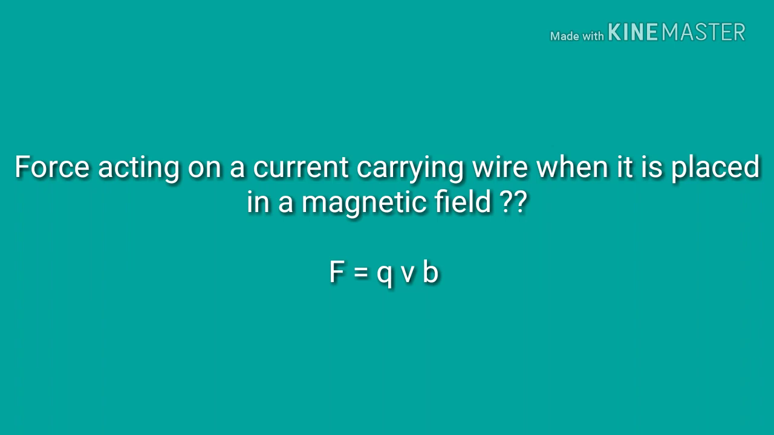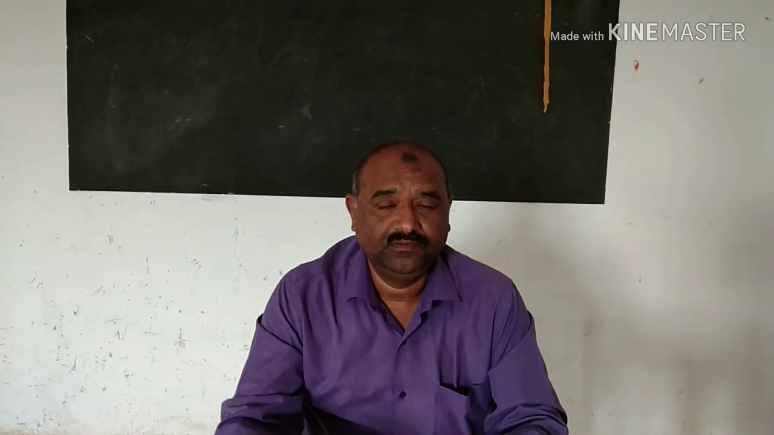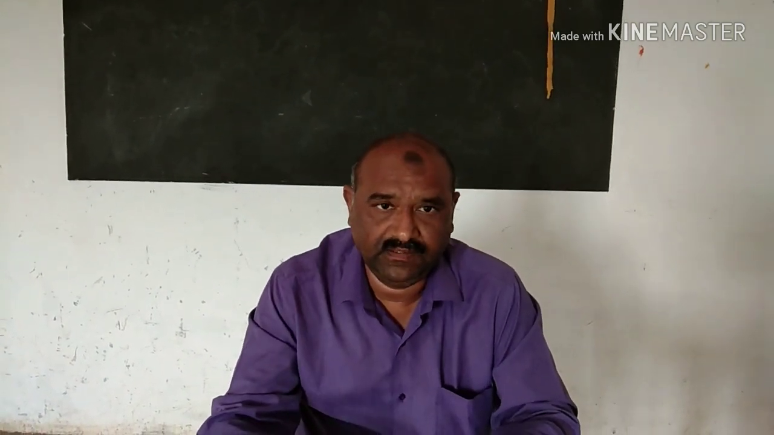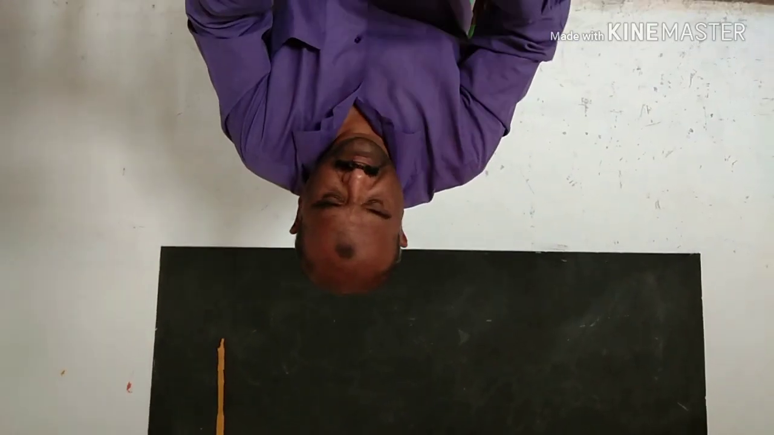Well friends, we will discuss here the force acting on a current carrying wire when it is placed in a uniform magnetic field. We will derive F equals QVB, and how this derivation came. Okay, watch this. We will discuss the force acting on a current carrying conductor, when it is placed in a magnetic field.